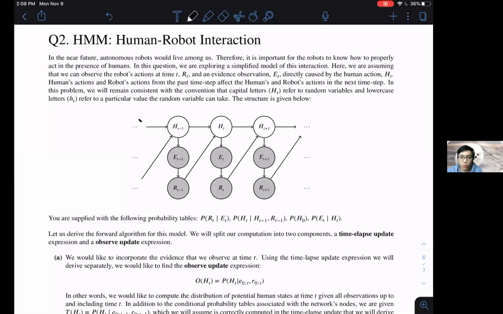So for question 2, we are given the following HMM, and essentially our goal is to use the forward algorithm to derive the forward algorithm for our model right here.